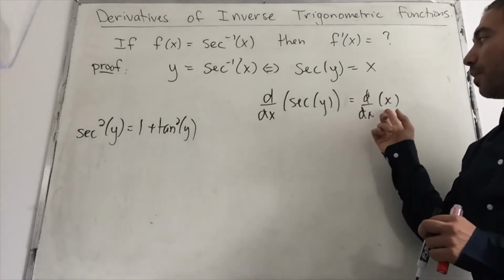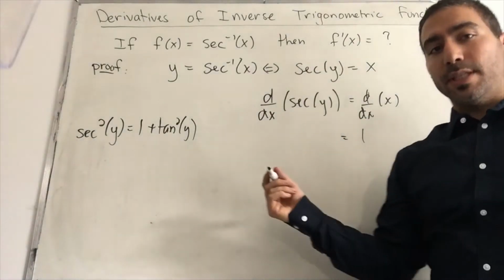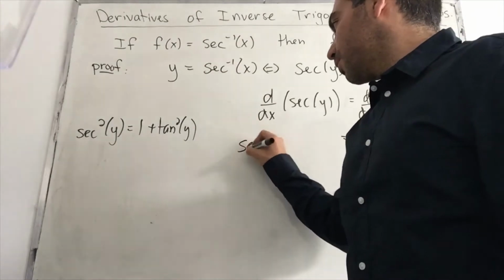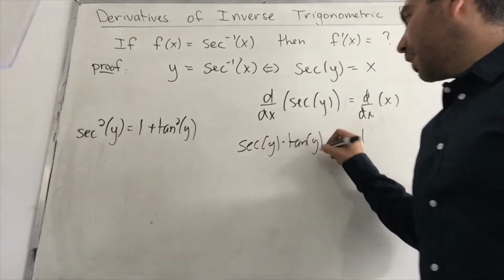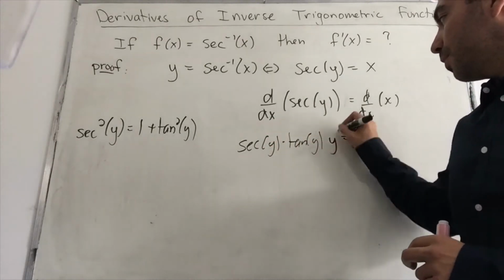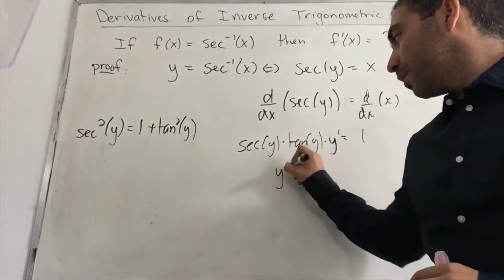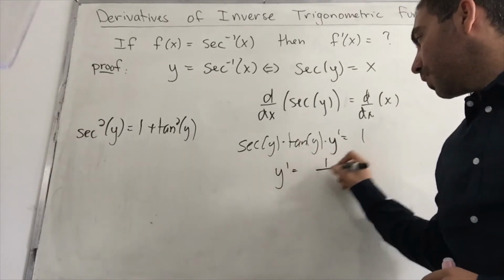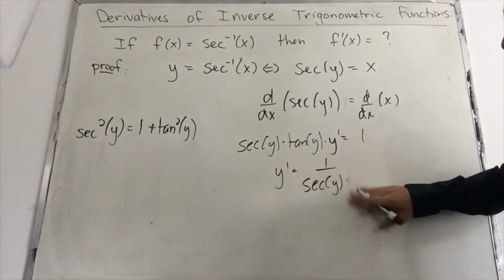So the derivative of x with respect to x is 1. The left hand side, the derivative of secant is secant tan, so secant y times tan y. And since we're deriving with respect to x and we have a y, by chain rule we're multiplying by y prime. Okay, so y prime is equal to 1 over secant y times tan y.